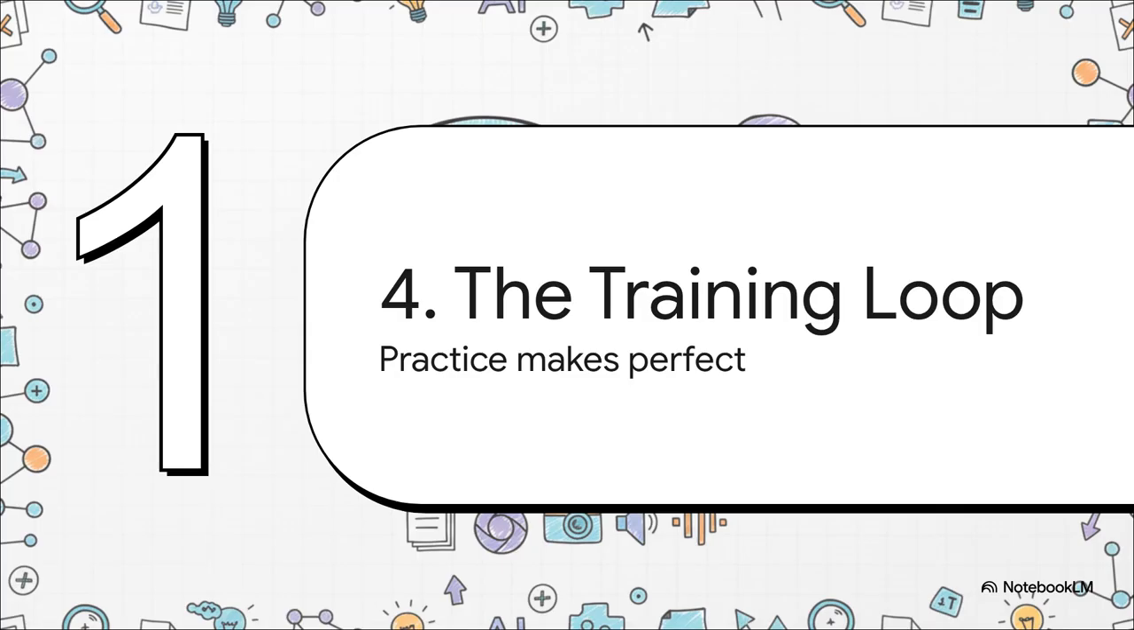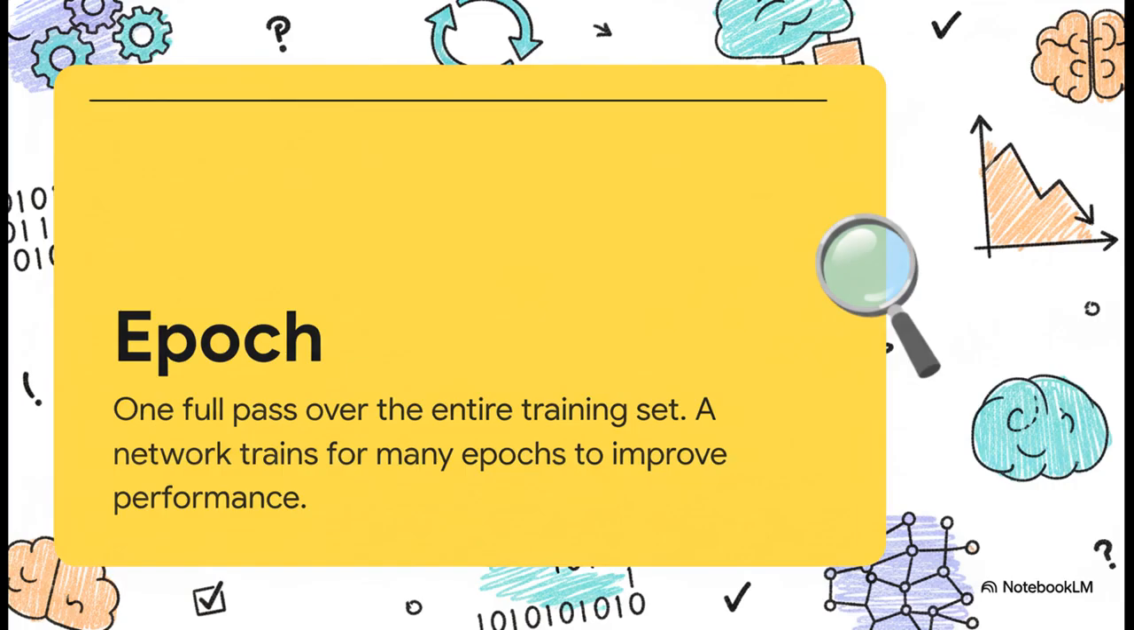To really learn, the AI has to do this over and over and over again, and that is the training loop. We call one full pass through all the data an epoch, and you can just think of that as one big study session. An AI doesn't train for just one epoch. It might train for hundreds or even thousands of them. And with every single epoch, all those little nudges add up, and that big, scary loss score gets lower and lower. The AI is actually getting smarter.